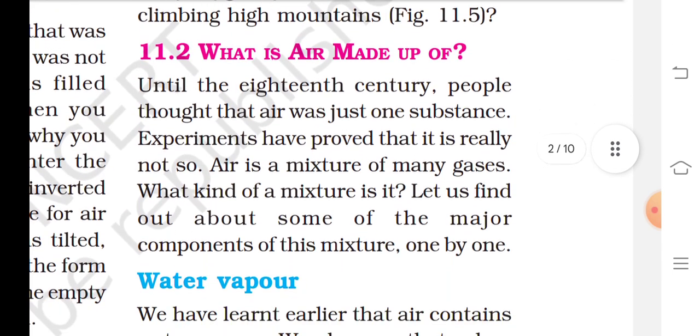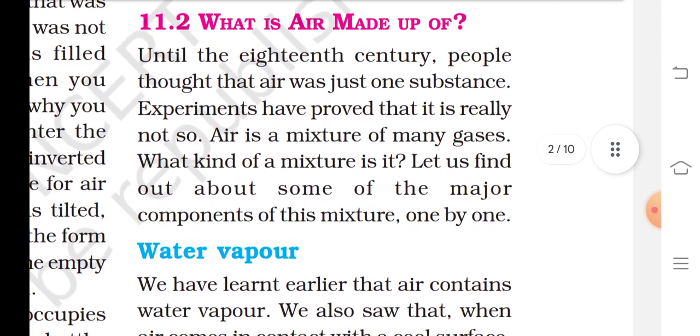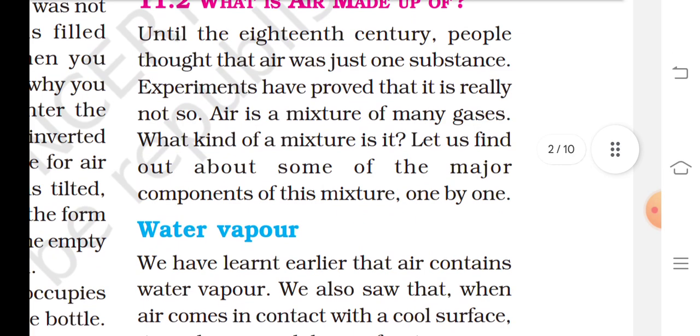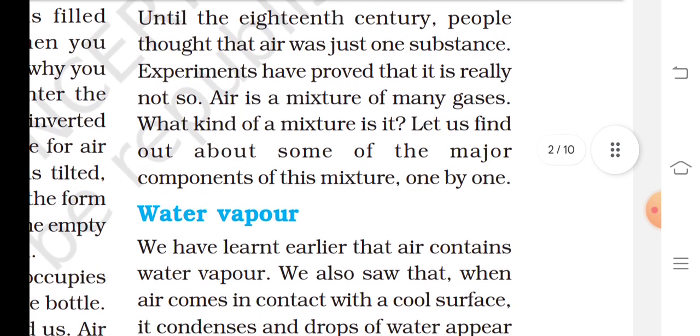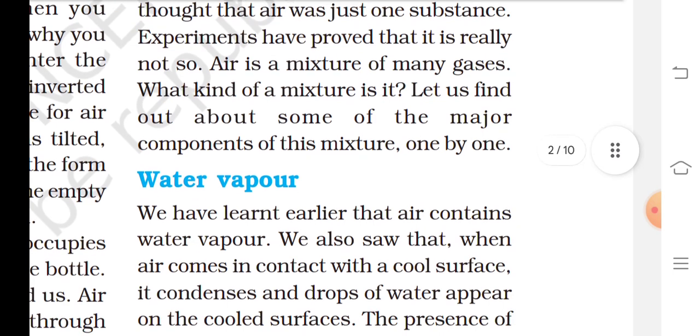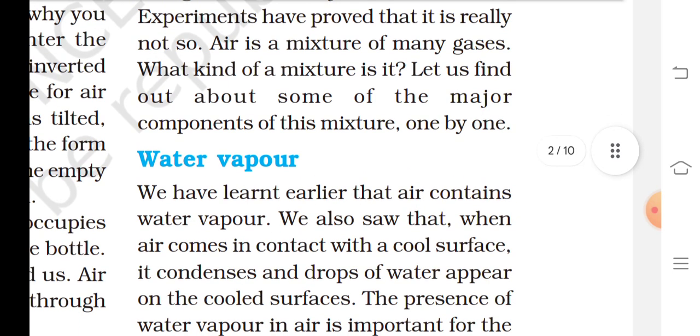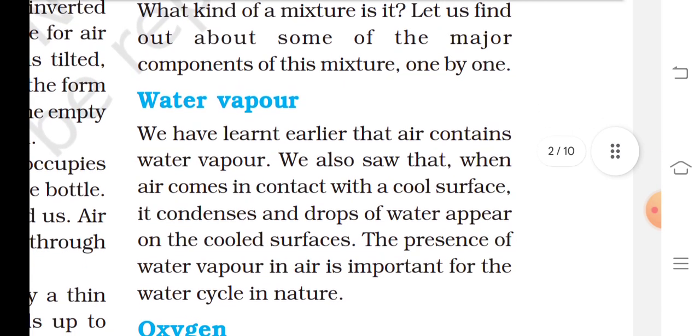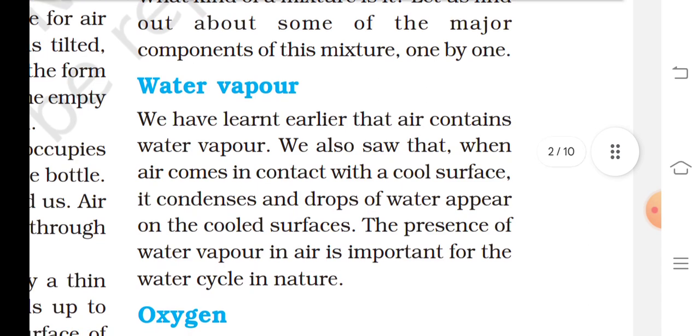What is air made up of? Until the 18th century, people thought air was just a single substance. Experiments have proved that it is not so. Air is a mixture of many gases. What kind of mixture is it? Let us find out about some of the major components of the mixture one by one.